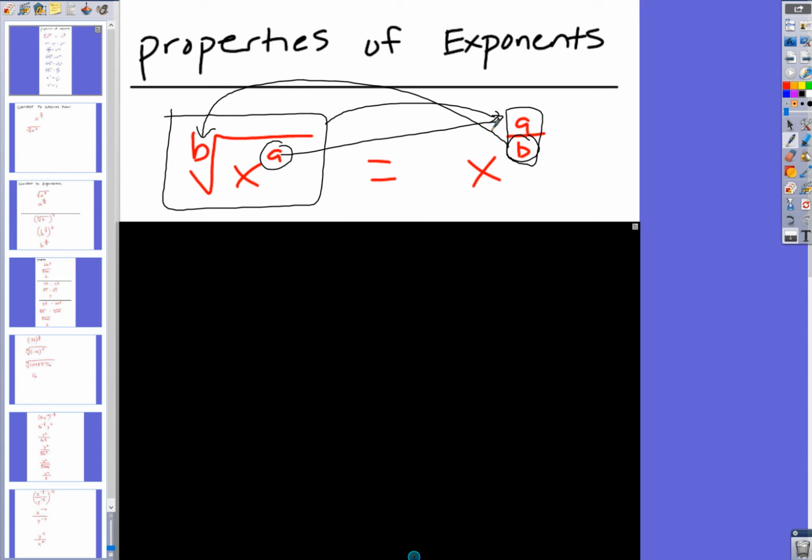Is there ever going to be no exponent? There's always going to be an exponent. If you don't see an exponent in algebra, what exponent's there? 1.